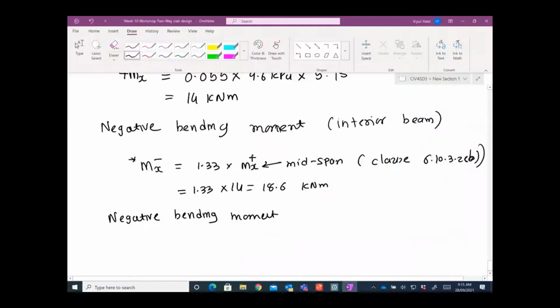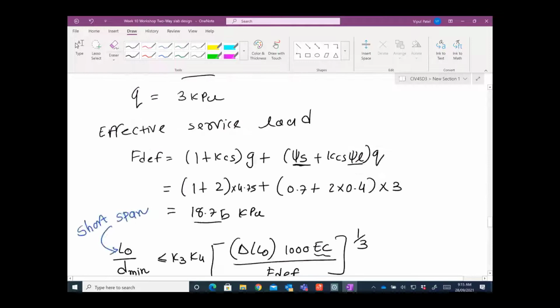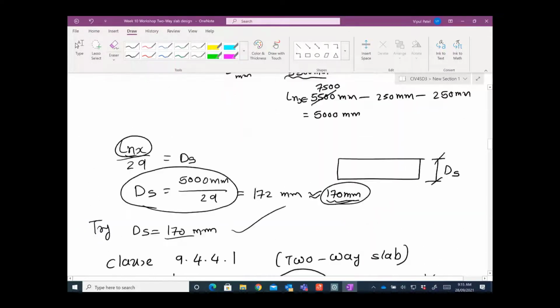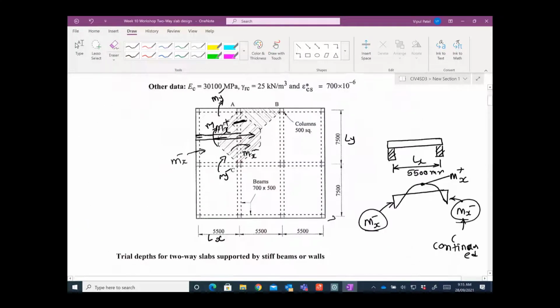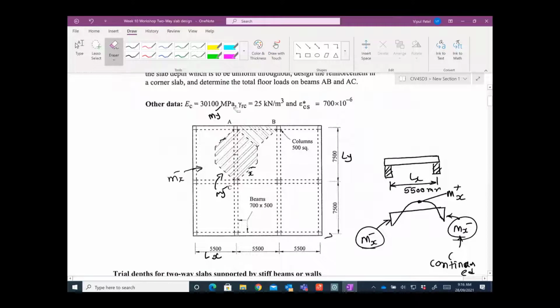So at this continuous edge, what does this continuous edge mean? That negative moment, because you have two options. One is at continuous edge. This is your negative moment. This is your continuous edge. This is your continuous edge, and this is your discontinuous edge.